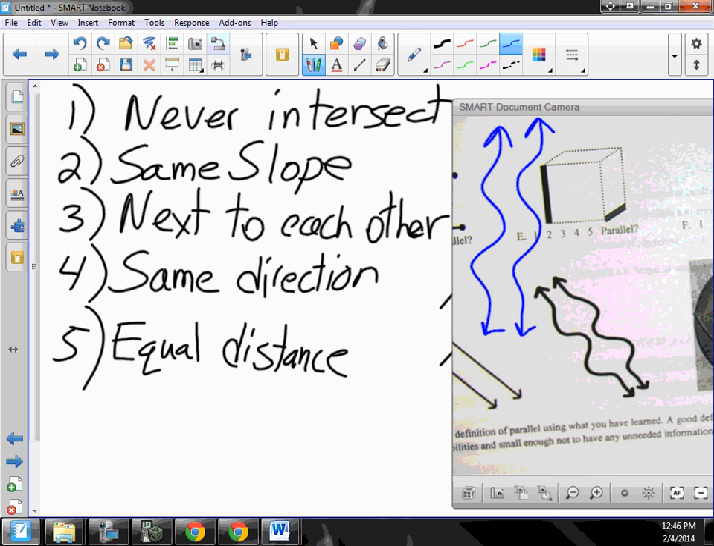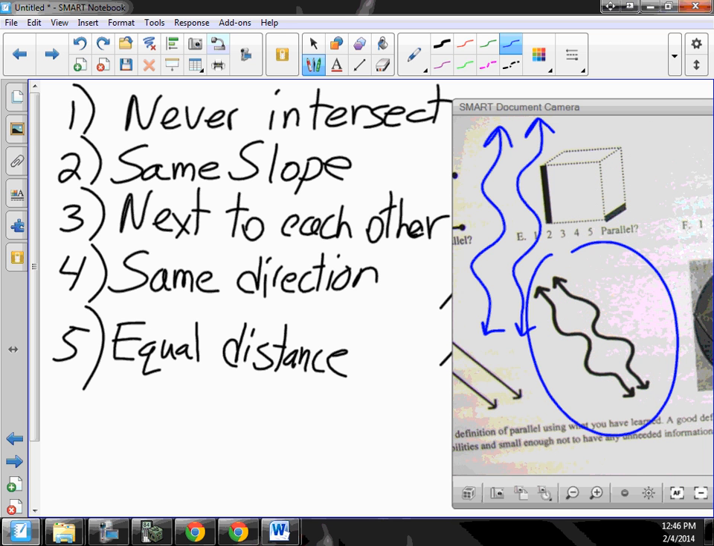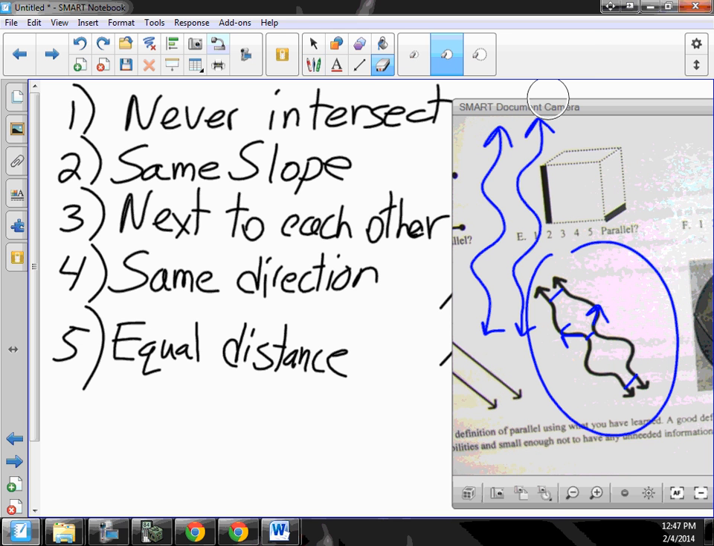Okay, so let's look at E, the actual E. They don't intersect. Do they have the same slope? It depends. They have the same sort of steepness, but if you're talking about X and Y slope, then no. Are they next to each other, Jackson? Yes. Same direction? At the endpoints, right? So here and here, the directions are opposite, but at the endpoints, yes. Are they equal distance? No. They're equal distance here, here, and here, but in between, the answer would be no. Okay?